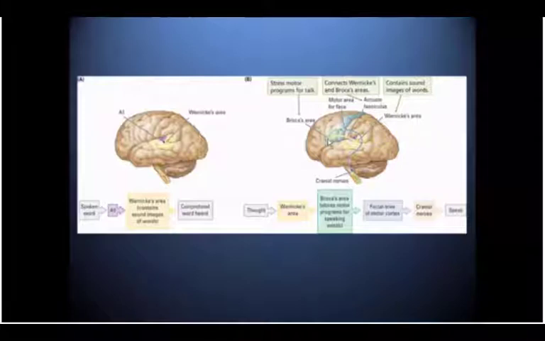We don't have to think about how to make the H sound and how to make the I sound. At one point in your life, you had to. And then Broca's talks to the motor area, which is in the most posterior part of the frontal lobe, and then that sends information down the spinal cord to the cranial nerves to control our mouth and jaw and tongue.